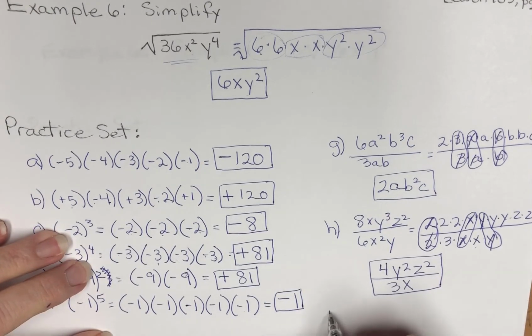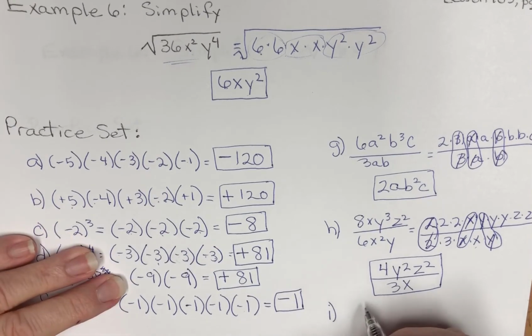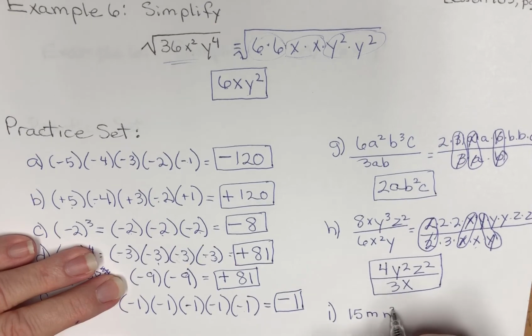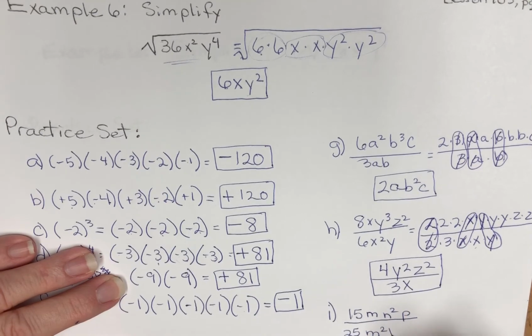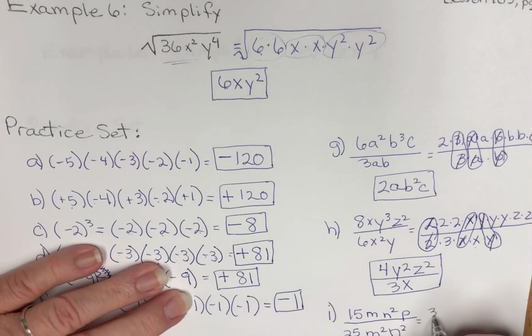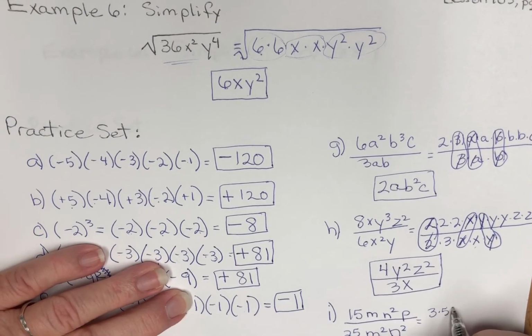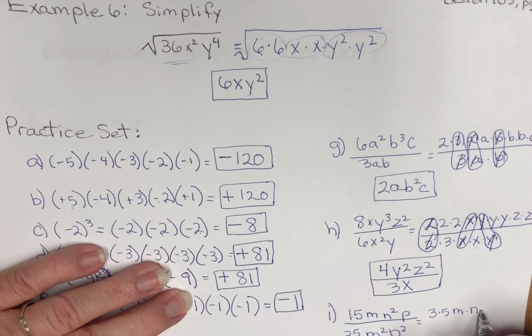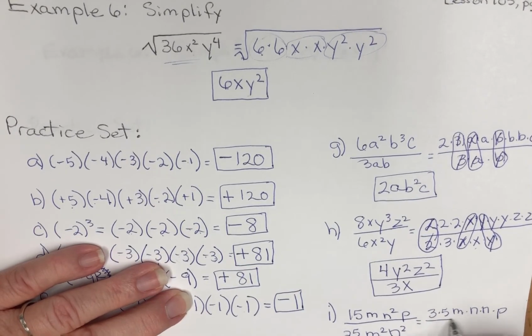Okay, letter I. 15m n squared p over 25 m squared n squared. All right, we're going to break it up. This one's going to be 3 times 5. Then there's an m, and then there's 2 n's and a p. Draw my division line. 25 is 5 times 5 in prime numbers.